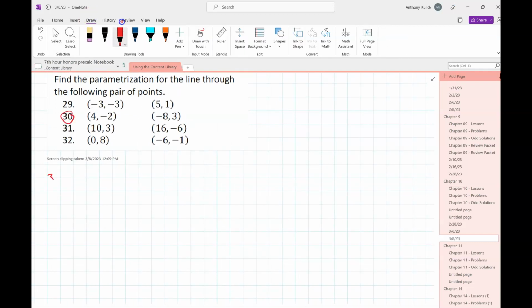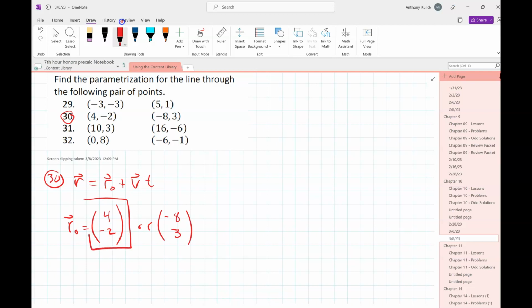So for something like this, I'm going to write the vector equation for the line like I would have in chapter 8. R naught is just my point vector, so I could use (4, -2) or I could use (-8, 3). It doesn't matter which one. I'm going to choose to use this one.